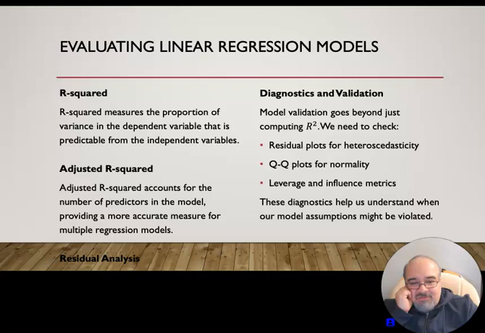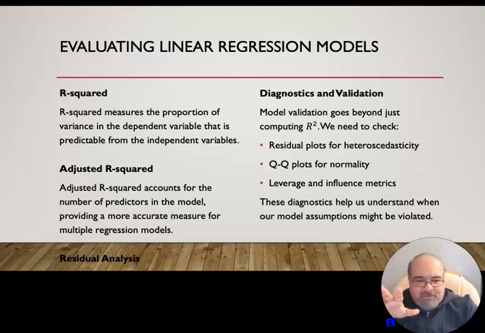All right. So, we're talking about this idea of diagnostics and validation, and I think the residual plots are going to be very important. QQ plots, you can use that for normality, the residual plots for heteroscedasticity, tough to pronounce. But evaluating the model really will help you understand how well it's performing.